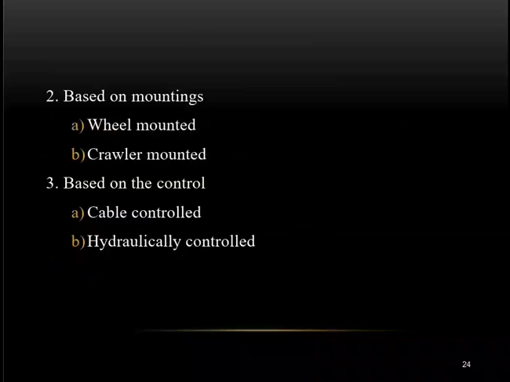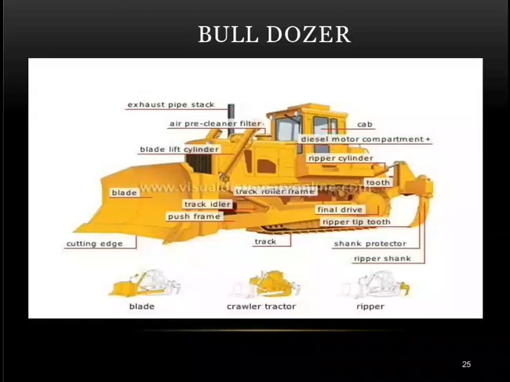Second one is based on mounting: wheel mounted and traveler mounted. Third one is based on control: cable control and hydraulically controlled. So here you can see all the components of bulldozer in the image.